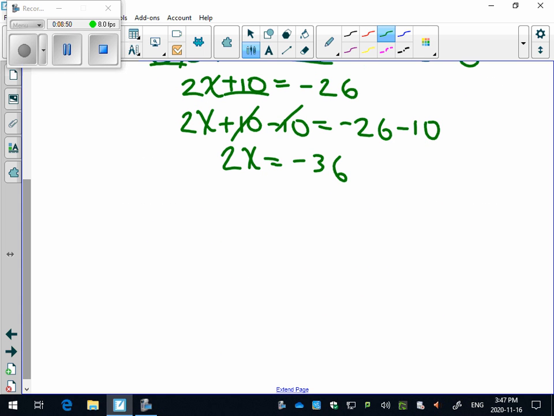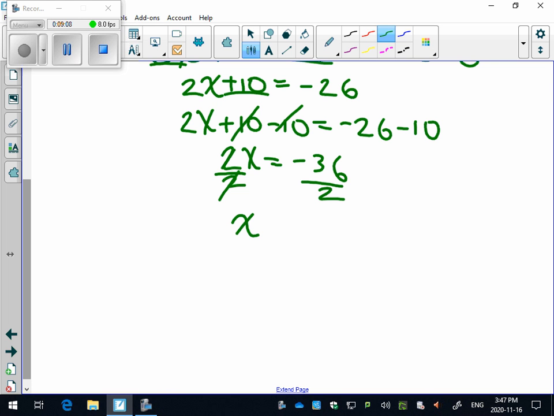So we have to get rid of this 2. It's multiplication. The 2 beside the x so close is showing multiplication. It's 2 times x. It's 2x. So we have to do the opposite, which is division. We have to divide both sides by 2 in order to get it gone. 2 divided by 2 is simply 1x.